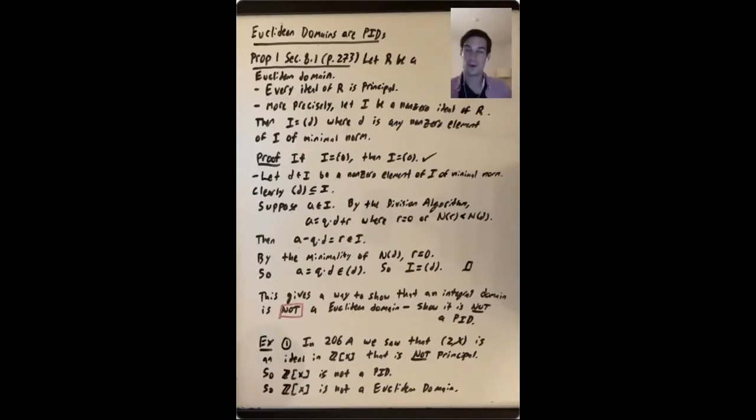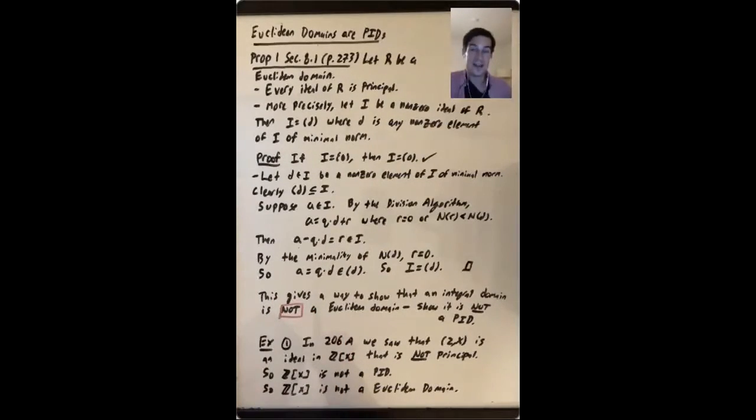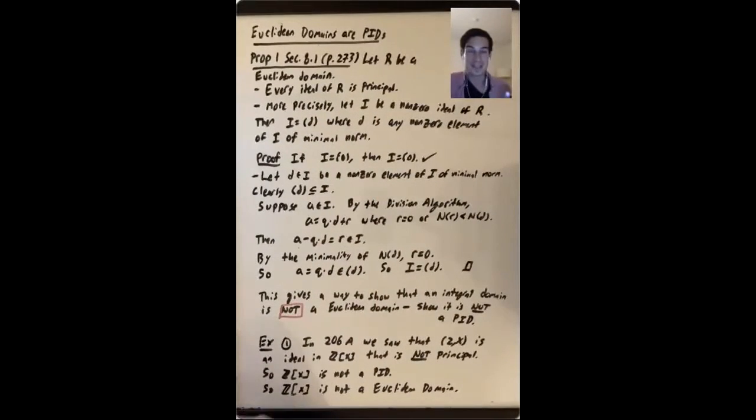So what is this good for? One thing this is good for is that we had a way to see that a ring was a Euclidean domain, which is that you come up with the right norm, and then you prove that you have this division algorithm. This proposition gives us a way to show that an integral domain is not a Euclidean domain, which is that a Euclidean domain has to be a PID. So if you have an integral domain that's not a PID, it is not a Euclidean domain. So how are we going to show that something is not a Euclidean domain? Show it is not a PID.